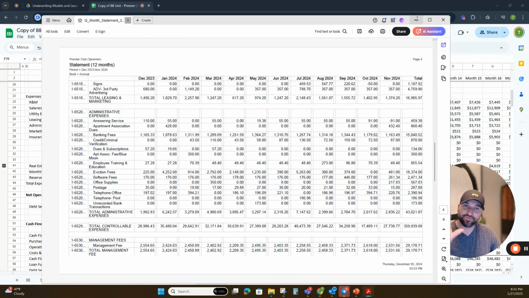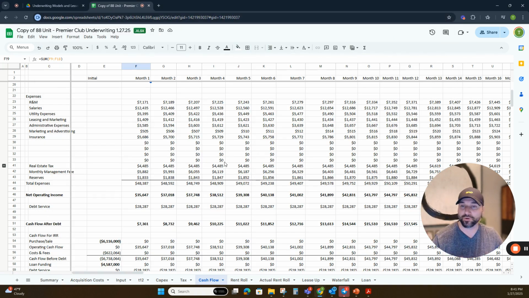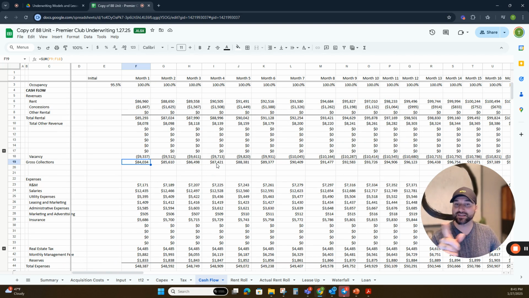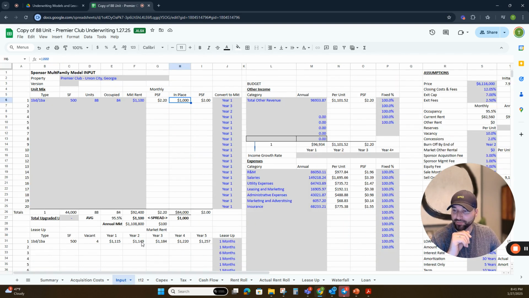But you'll pull this information from the T12, which you'll get from the broker. Now you'll notice none of this is in blue, so you're not actually putting in that tab here. You're going to put in that information here in the rent roll, because you're going to have, in the input tab, the market rent here, the in-place rents here, and it's just going to calculate how much rent is collected, and then here are your expenses.